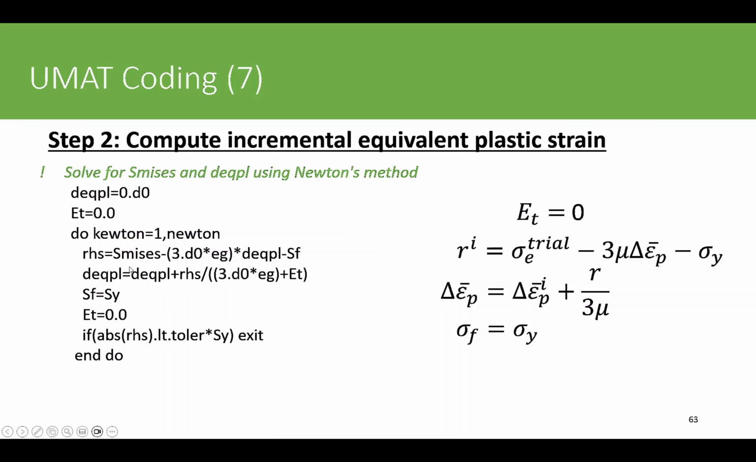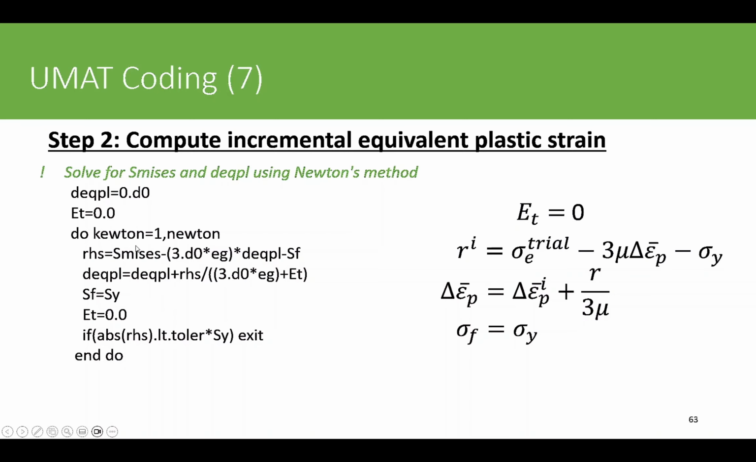Initially it's 0, and then it will keep on increasing until we get to a convergence value where the right hand side is getting smaller and smaller and is less than the tolerance value. Again, the tolerance was 1 exponent minus 6, if you remember. We initialized it at the start of the subroutine times sy, and if it is the case, then it exits.